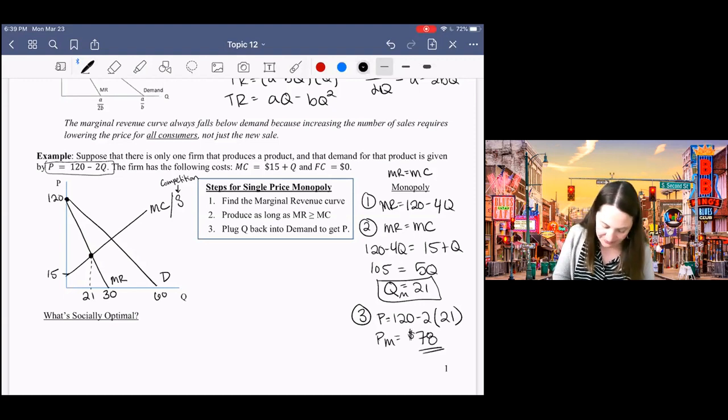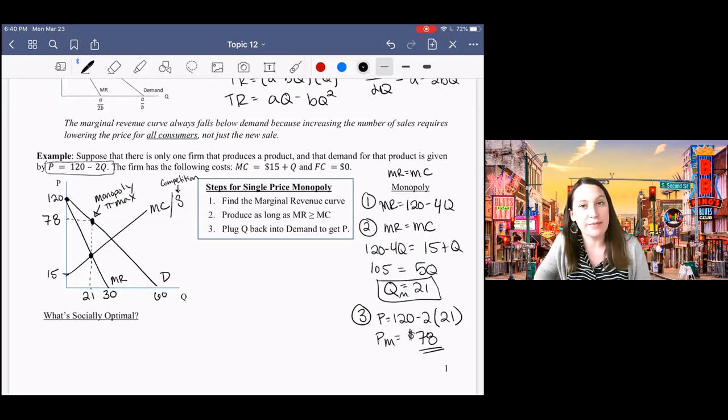$78. Now, on your graph, that means that we're coming up from that quantity to the demand curve. That will be our monopoly price. So this point here along the demand curve is the monopoly profit maximizing point. Okay, that's where the monopoly will be operating in this market based on demand and based on its costs. That's the point where they'll be earning the highest profits of anywhere along the demand curve. All right, so we figured out what the monopoly is going to do.